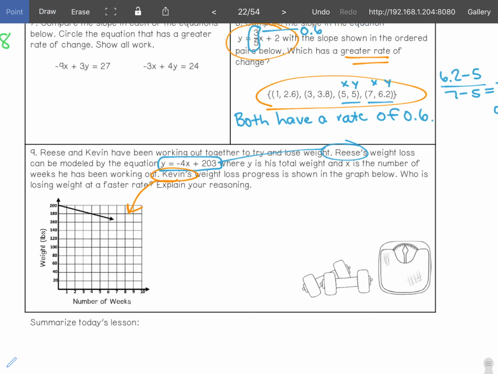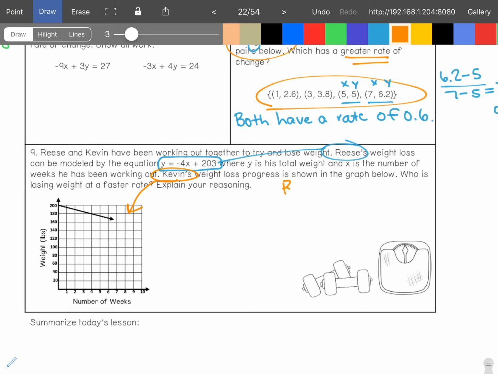Okay, so we know Reese, if we look at his equation, what is his rate? It's -4. That means his rate is -4, which is -4/1, which means he's losing 4 pounds in 1 week, because remember, the X is the number of weeks.